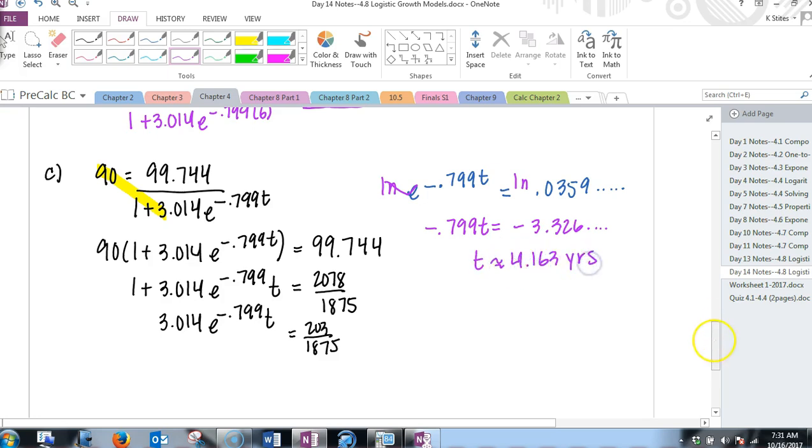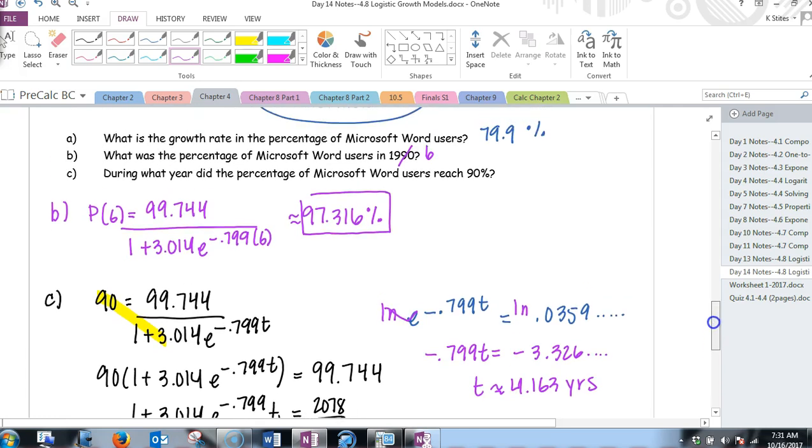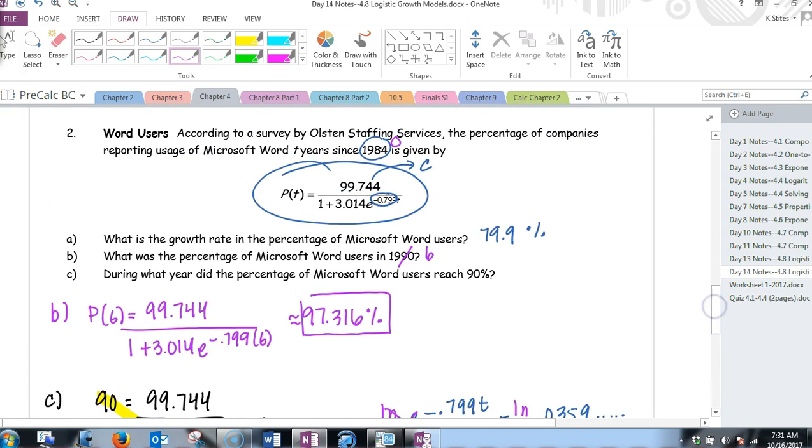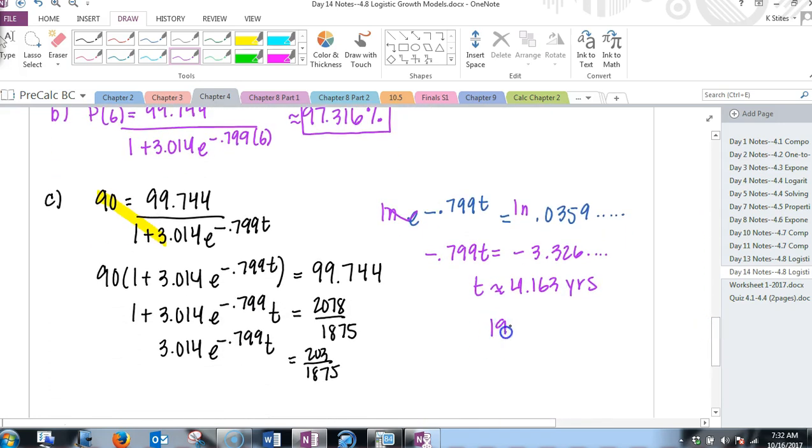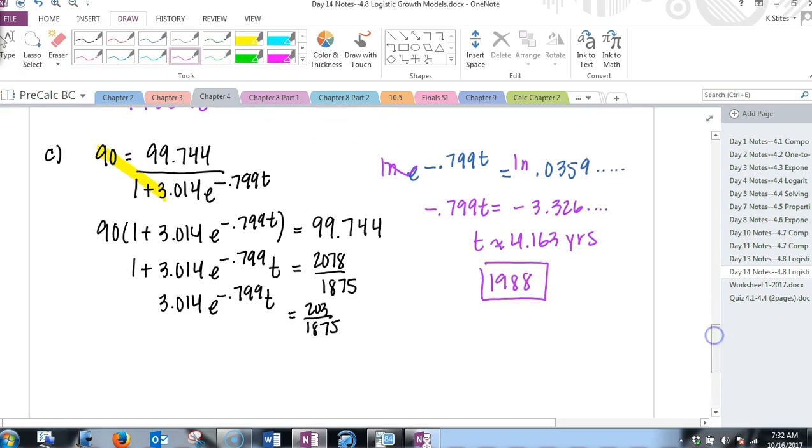And I think, let's go back up. During what year? All right, so 4.163 years from 1984. So that's like 4 years. So it'd be sometime during 1988. When none of you were alive. All right, so there you go.